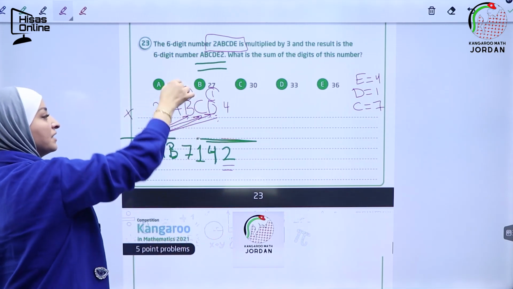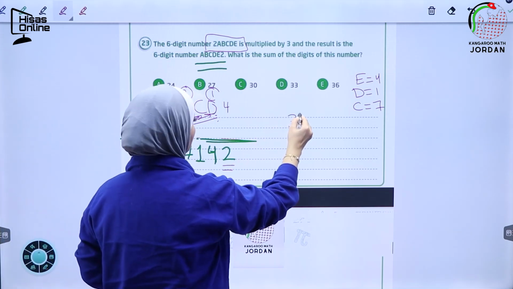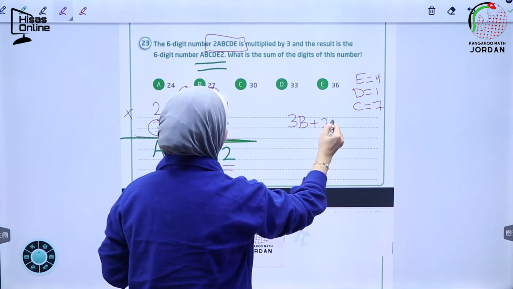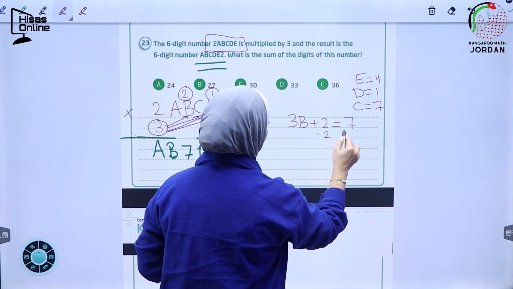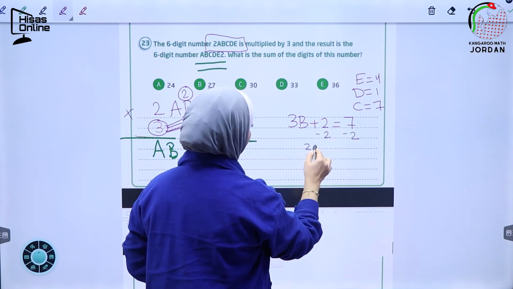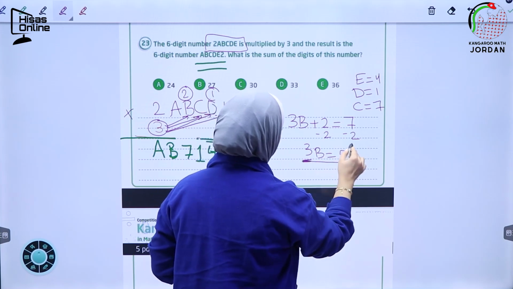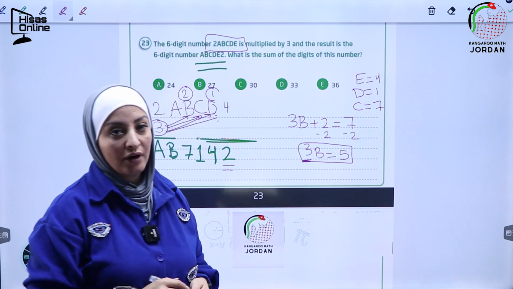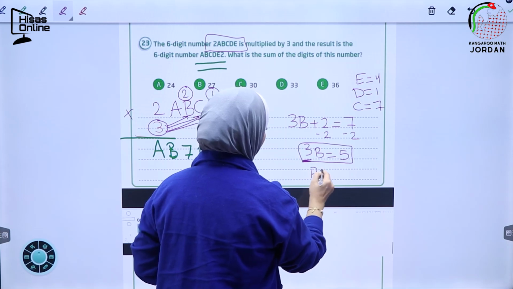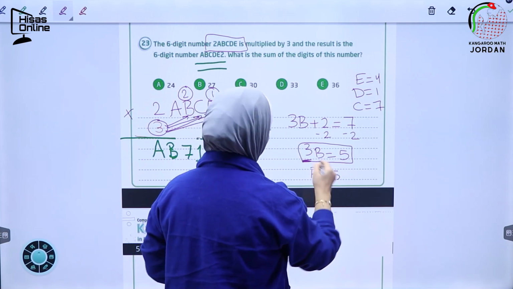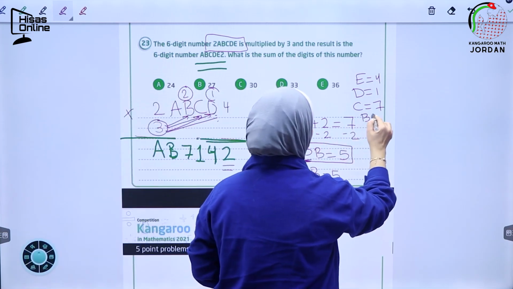3 times B plus 2 equals 7. If I subtract 2, I'll have 3B equals 5. And for the multiples of 3, for sure, it's not a 5, it is 15. So we can say that B equals 5 because 5 times 3 is 15. So instead of B, it's 5.